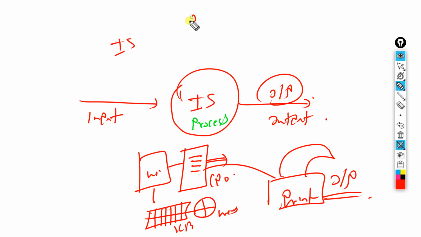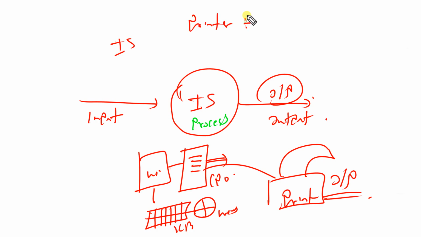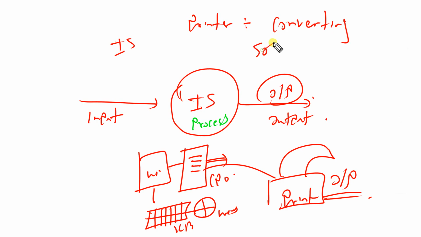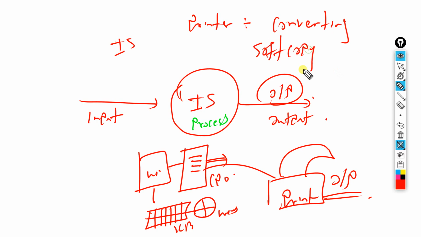What's the purpose of the printer? Converting soft copy into hard copy. That is called a printer, right? We use A4 sheet, A3 sheet, A5, B5. There are sheets available. We take whatever is in your computer as a hard copy. That is called the printer.